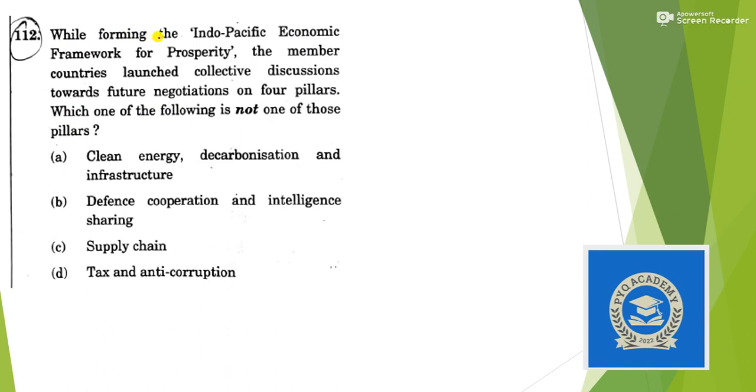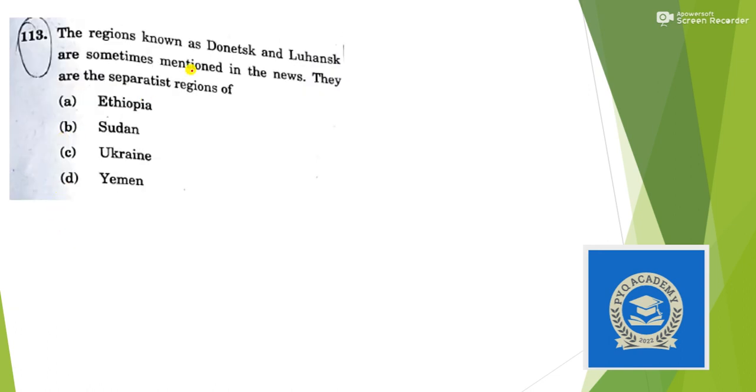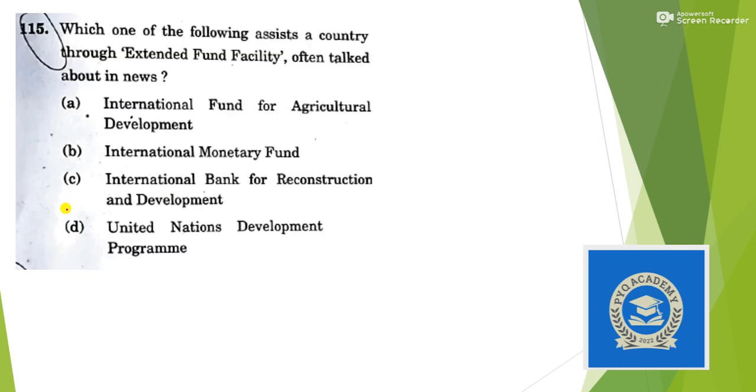While forming the Indo-Pacific Economic Framework for Prosperity, the member countries launched this. So the answer for 112 should be option B. Next, the region known as Donetsk, very easy question, the answer is Ukraine. Next, grey list, so Turkey and UAE are currently on the grey list, option D. Next, extended fund facility, so it came in news with respect to IMF, option B.